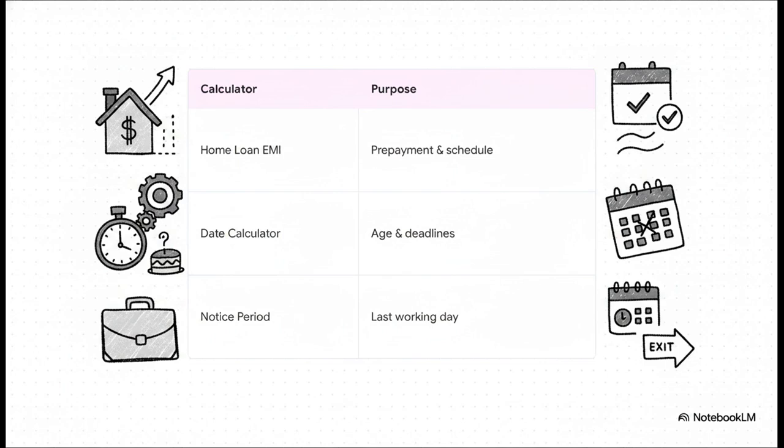Beyond just rent, there are some surprisingly niche but highly useful calculators built into the suite. You've got a home loan and mortgage EMI calculator to map out prepayments and schedules. Then there are these really handy date calculators, perfect for figuring out your exact age in days, or pinning down your exact last working day if you've got a standard 30, 60, or 90-day notice period. It really takes the guesswork out of those big life transitions.